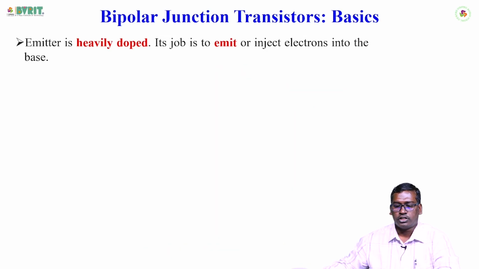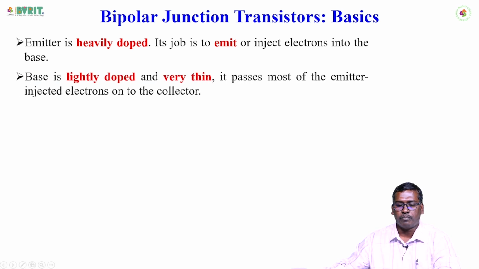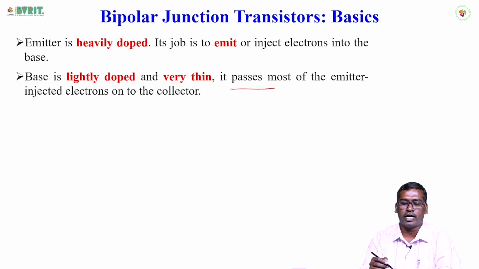If you distinguish the three terminals, we can understand that the emitter is highly doped because its job is to emit or inject electrons into the base. In order to emit, it should have heavily doped electrons. An excess number of charge carriers has to be present. The base is lightly doped and generally very thin because the base's job is just to pass the electrons. That's why it is lightly doped.